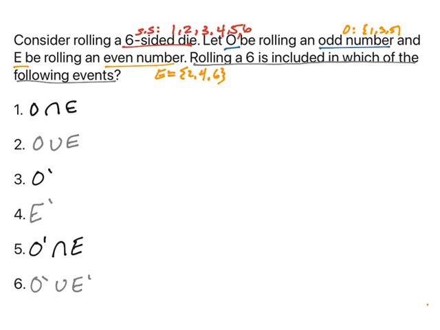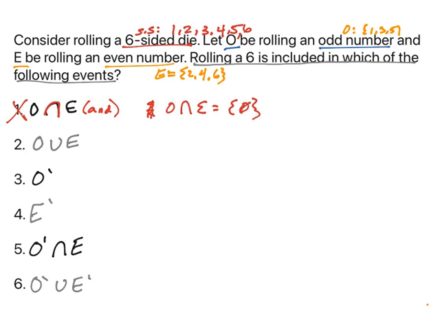Okay, so the first one is O, symbol, E. Remember, this looks like an A without a bar, so this means "and." I need items that are in both odd and even. Well, there's none. So O and E would be the empty set. There is nothing there. So I'm going to just cross it out. That 6 is not included in that.